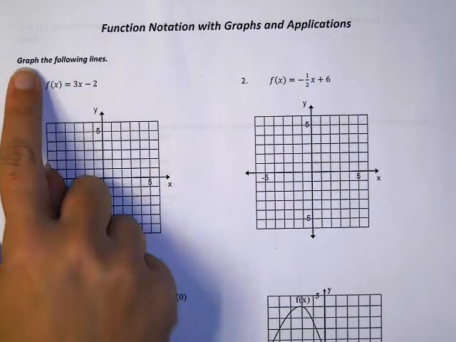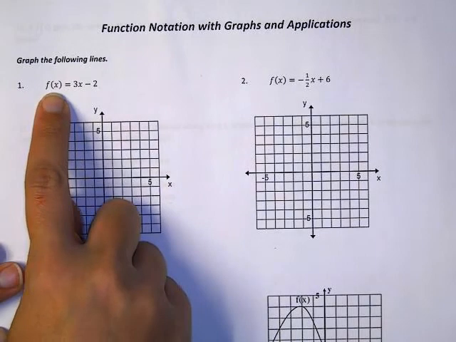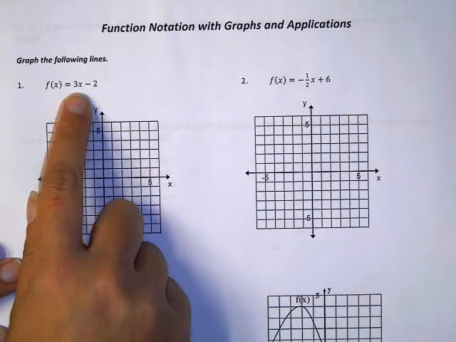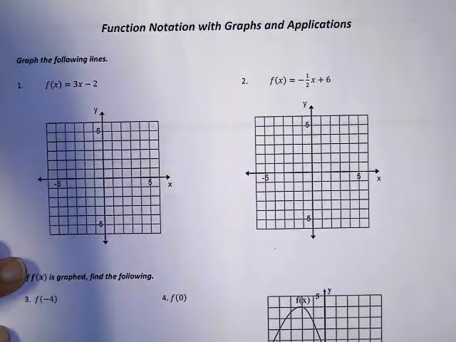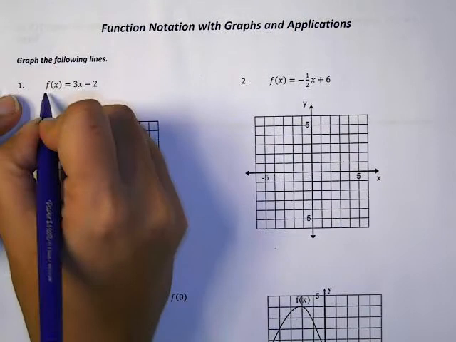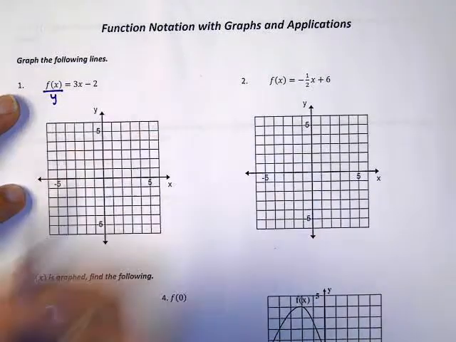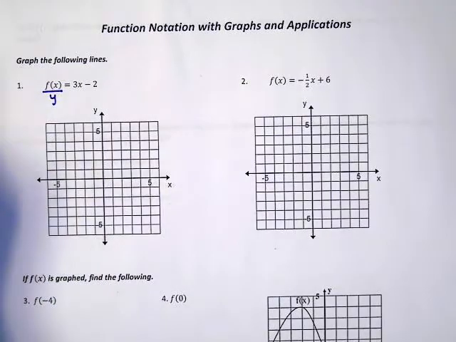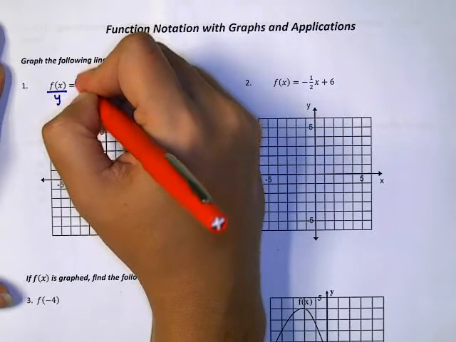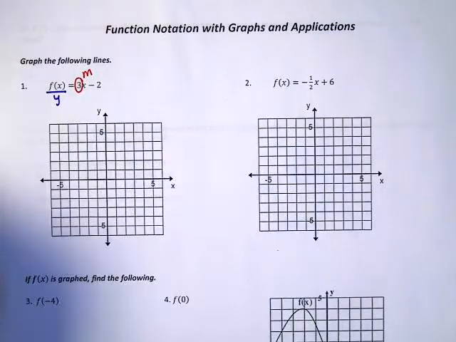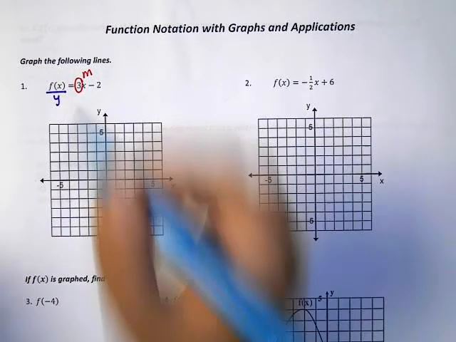If I said graph the following lines and your equation said f of x equals 3x minus 2, all you need to remember is that f of x is the same thing as y. So in this equation, the m would be 3 and the b would be negative 2.